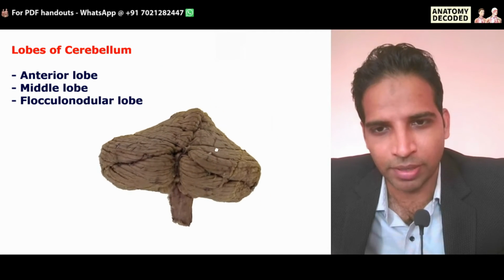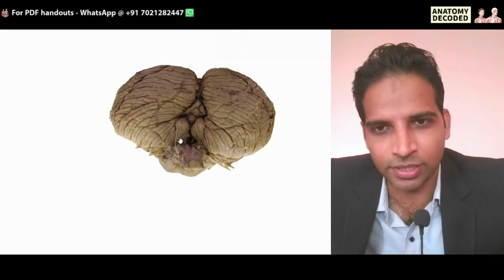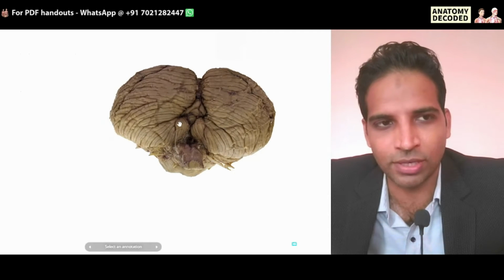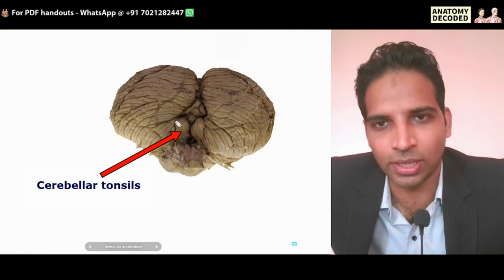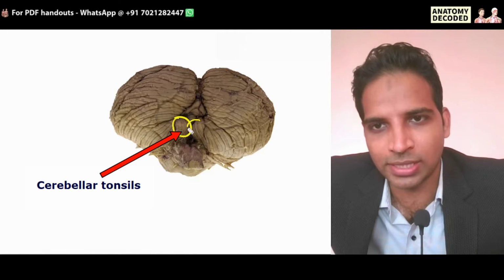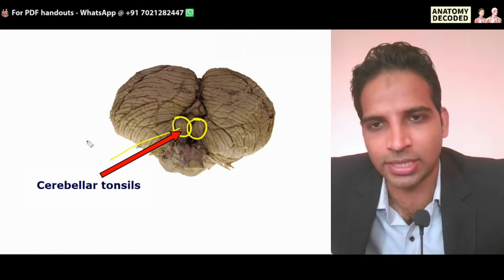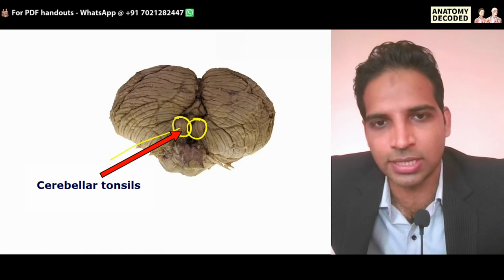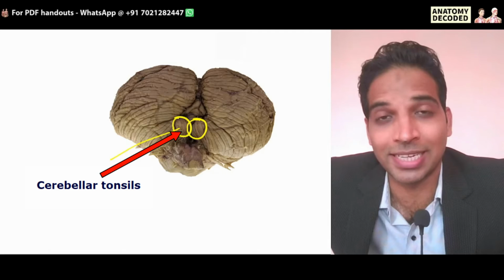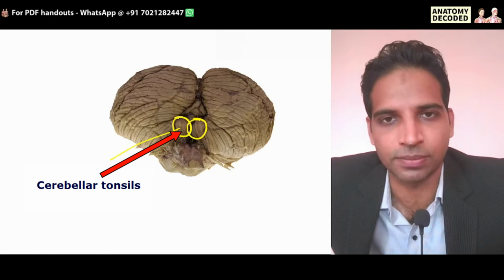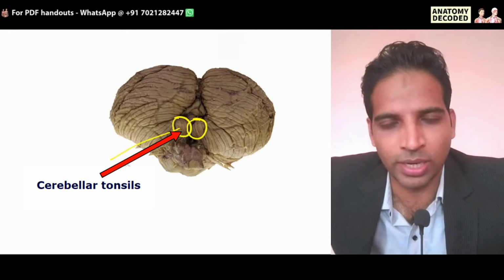and apart from that, there is one more prominent feature of the cerebellum that is seen here, that is referred to as the cerebellar tonsil. Okay, this part is referred to as cerebellar tonsils on each side. Okay, cerebellar tonsils. This is the part of the cerebellum that herniates through the foramen magnum when there is increased intracranial pressure. Okay, so it's important to identify this part.